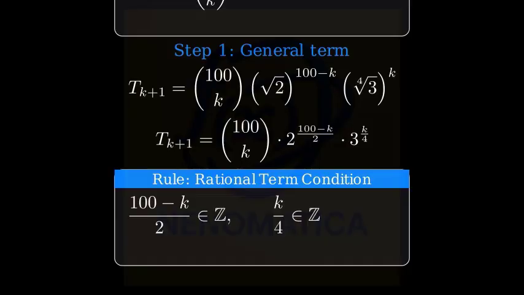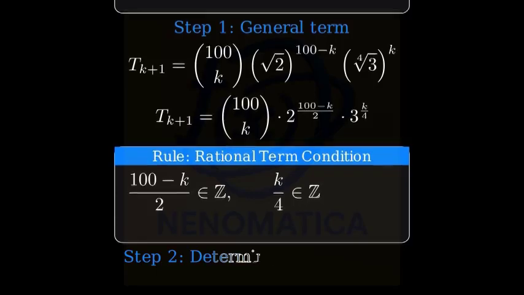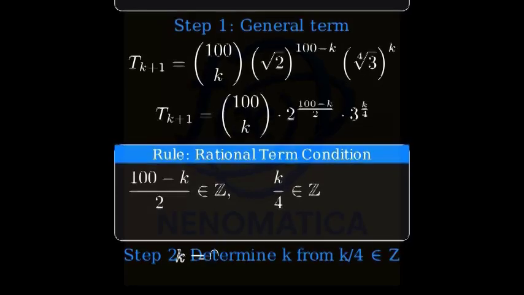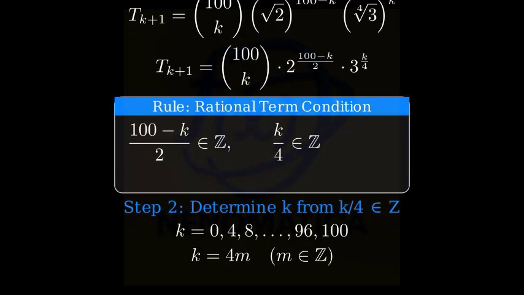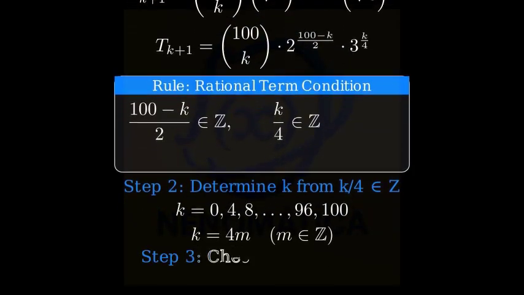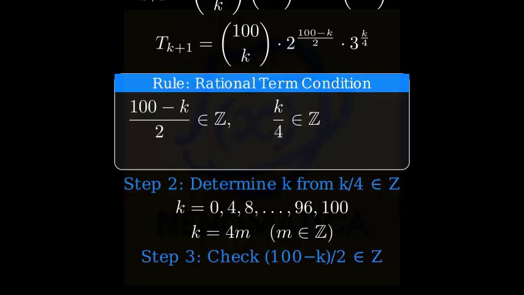Step 2. Determine values of k. From k over 4 an integer, we get k equals multiples of 4. So k equals 0, 4, 8, and so on, up to 96 and 100. Rather than listing, write k equals 4m, where m is an integer. Step 3. Check the other exponent. If k is a multiple of 4, then k is even, so 100 minus k is even, which makes (100 minus k) over 2 an integer automatically for these k.